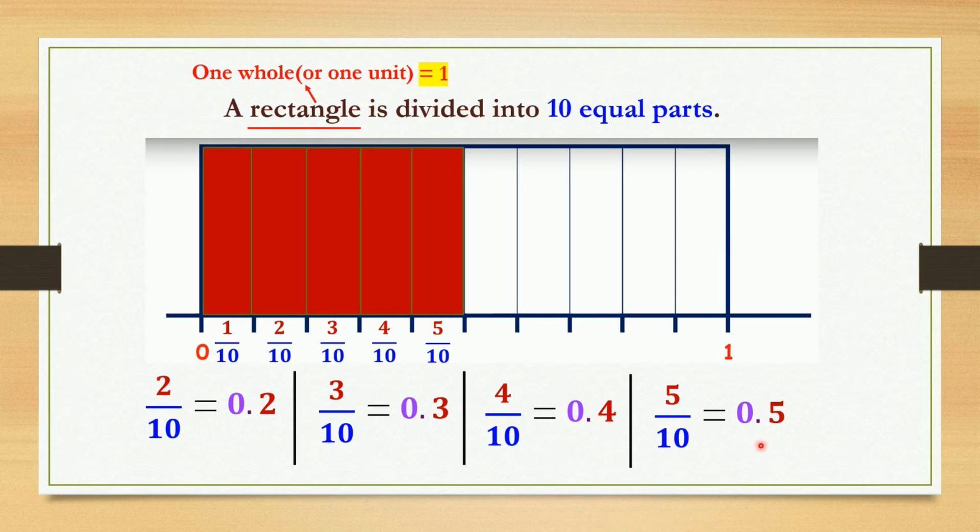And if we color 5 pieces, these 5 pieces represent the fraction 5/10, which is equal to the decimal number 0.5. If you notice here, we still can't make a whole rectangle. These 5 pieces are not enough. So we can make 0 whole rectangle, and 5 pieces out of 10 will remain. So that's why here 0.5 is like half of a rectangle.